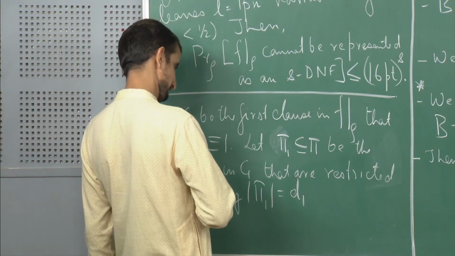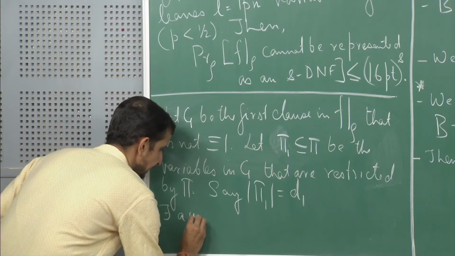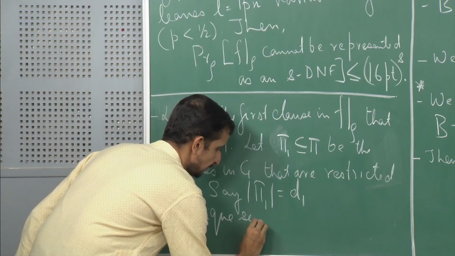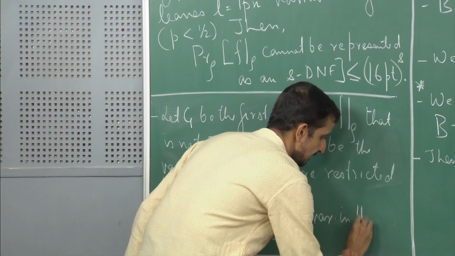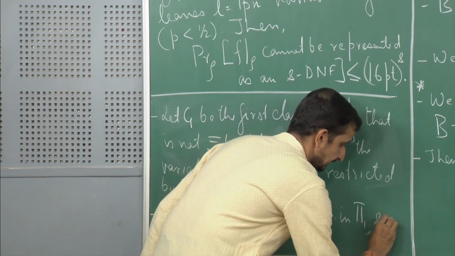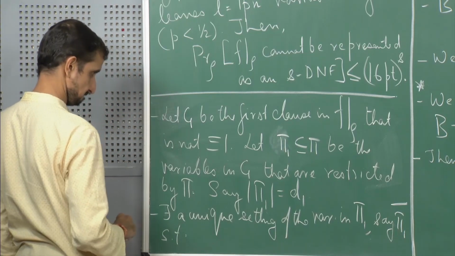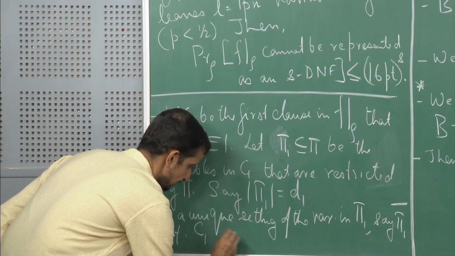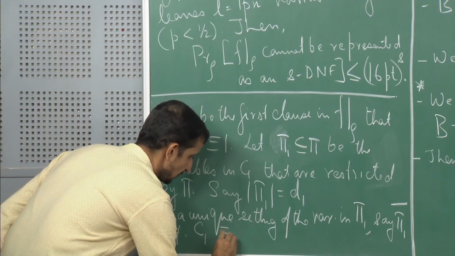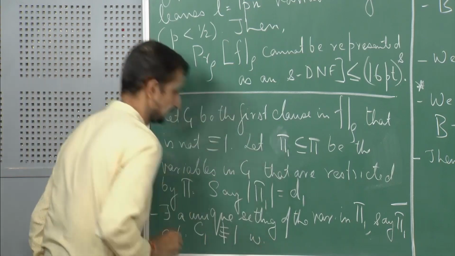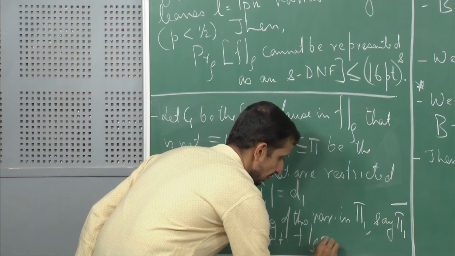Now, there exists a unique setting of the variables in pi 1, let us call it pi 1 bar, such that C1 is not identically 1 with respect to f restricted to rho pi 1 bar.